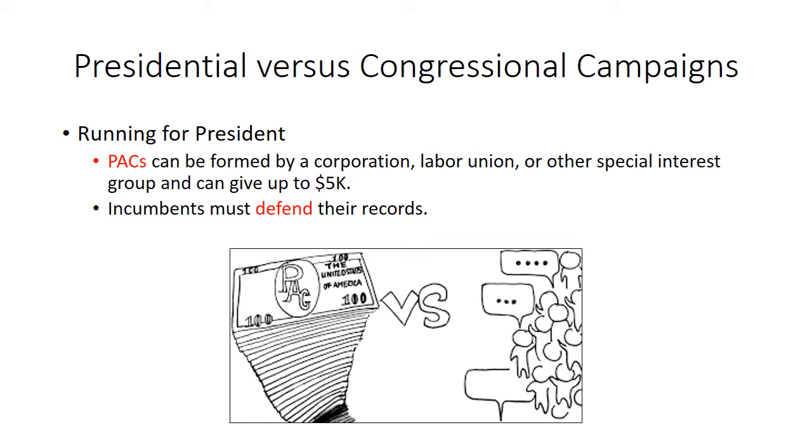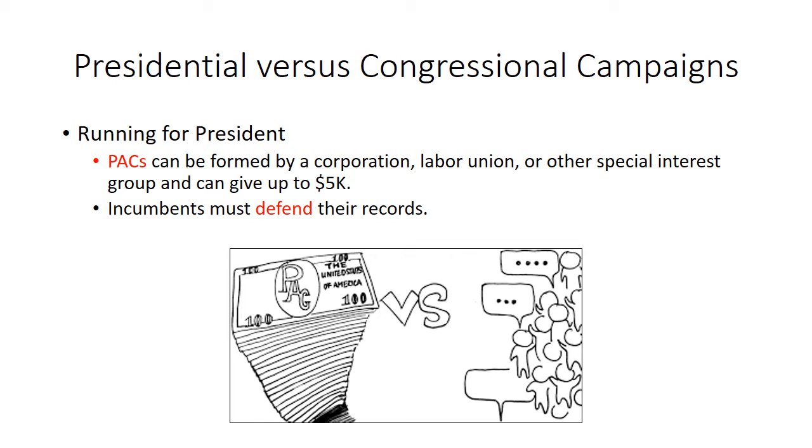So, for example, if I were to support Zombie Reagan for president, I could literally create thousands of PACs and donate $5,000 through each of these PACs.